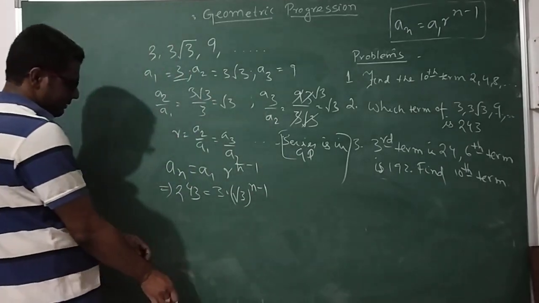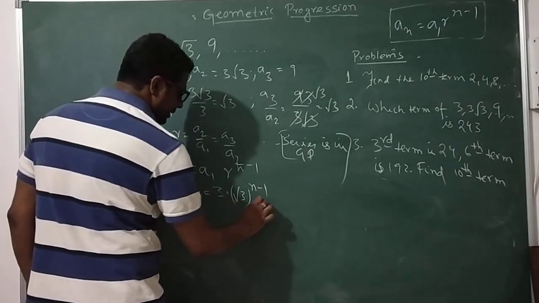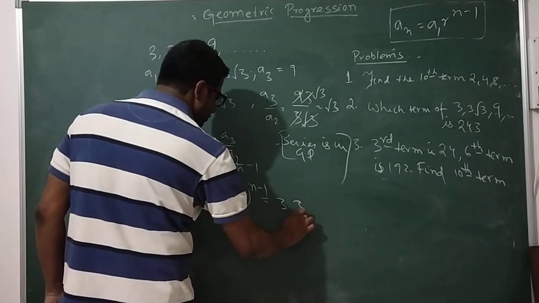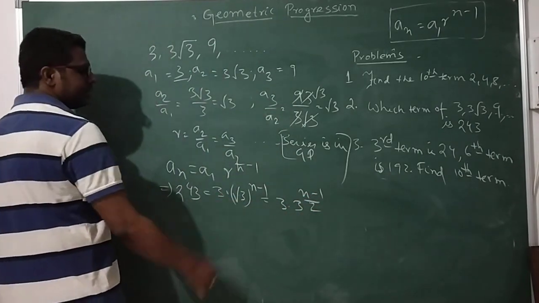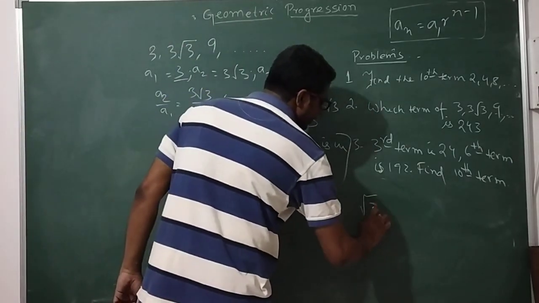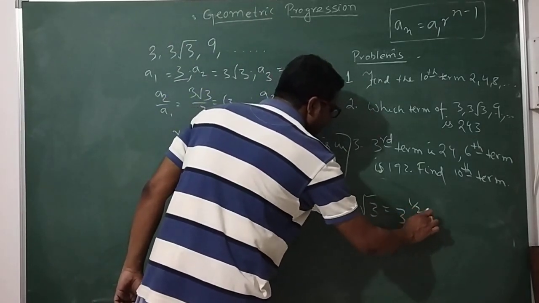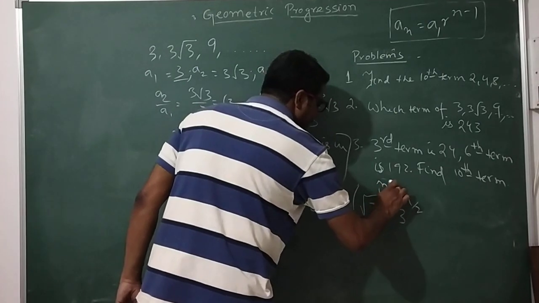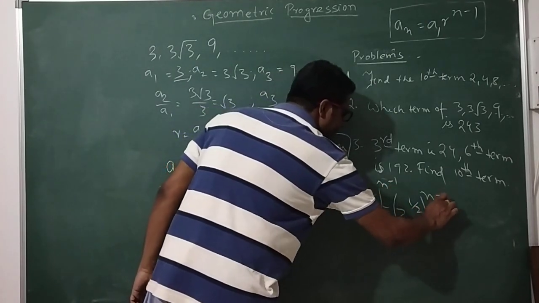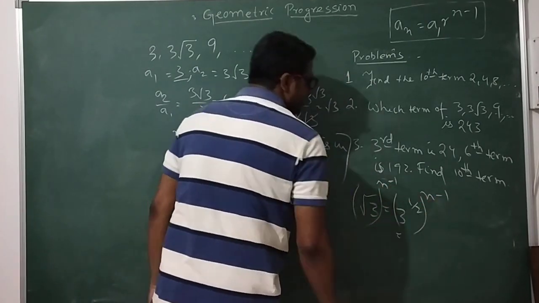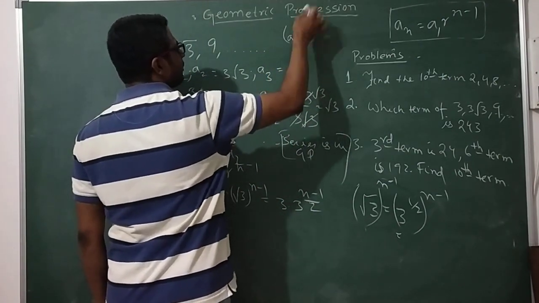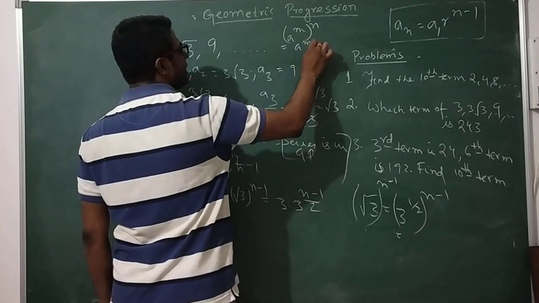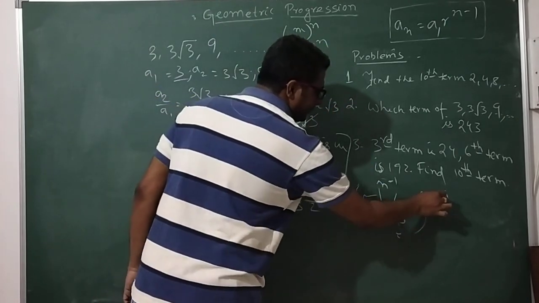So what I will do is change this into 3 into 3 to the power half, whole to the power n minus 1. Can I write that? Because root 3 is 3 to the power half, and it was root 3 to the power n minus 1. If you remember the formula of exponents, a to the power m whole to the power n will be a to the power m into n. So it will be half into n minus 1.